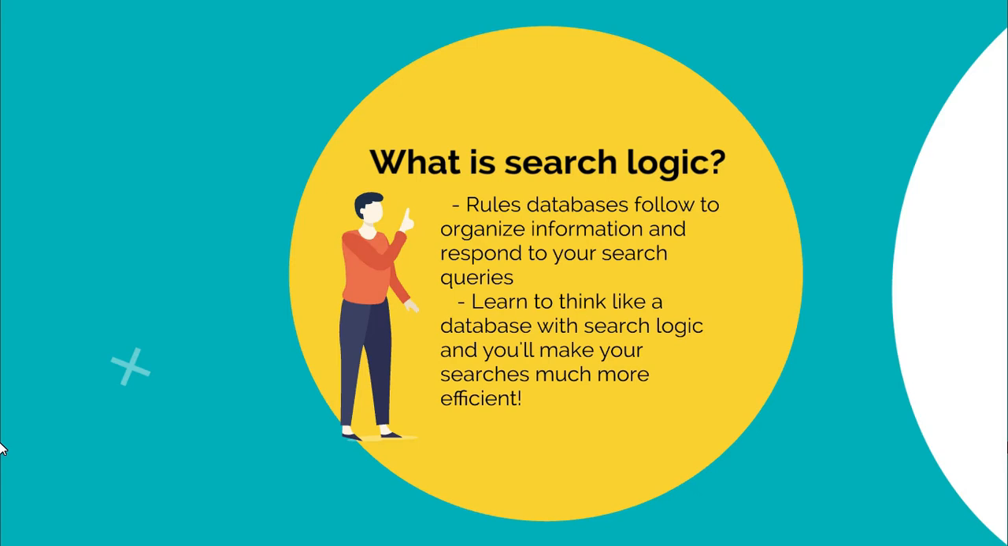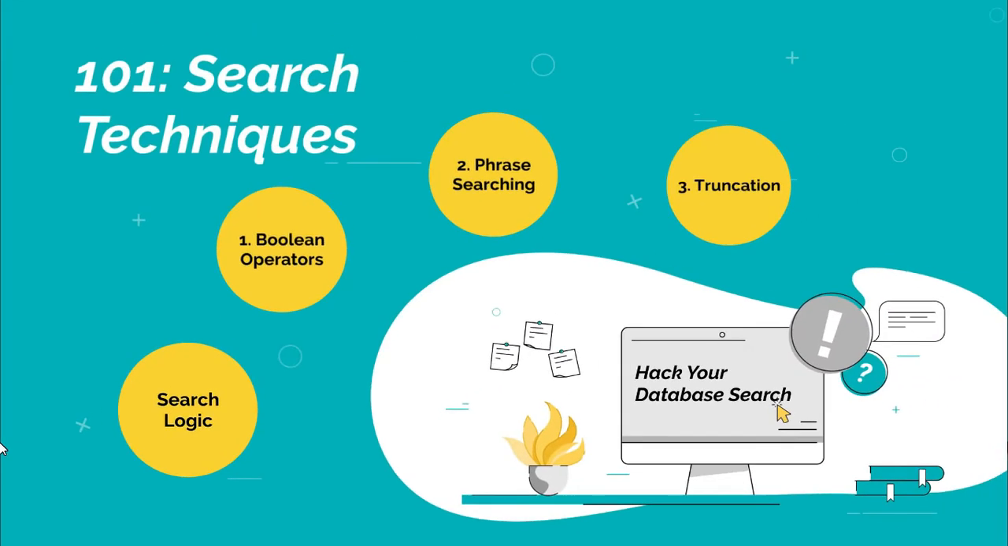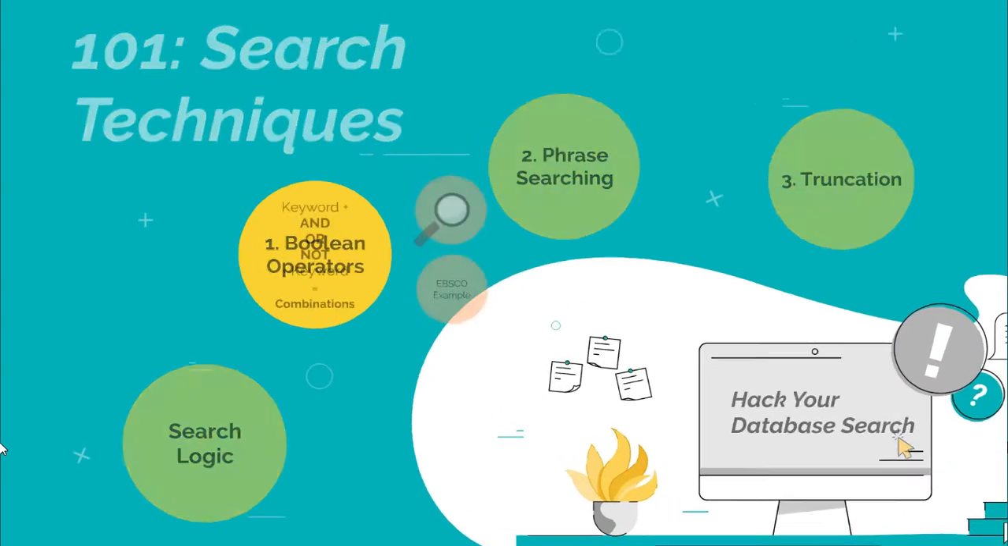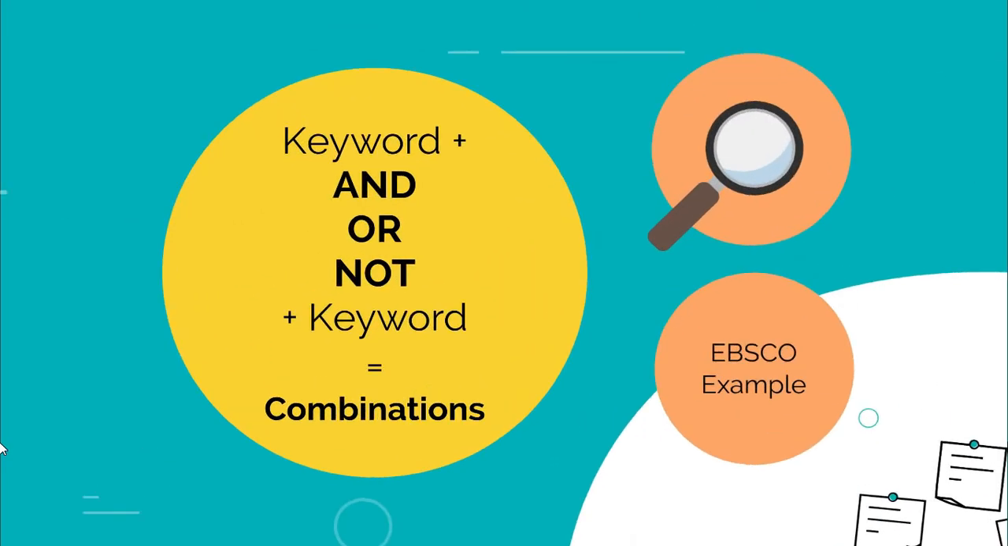The first technique we're talking about today is all about the unique way that databases combine search terms using Boolean operators. Boolean operators are the words AND, OR, and NOT, used in all caps to combine terms in a search. Understanding how they work can help you narrow, broaden, or focus your search.